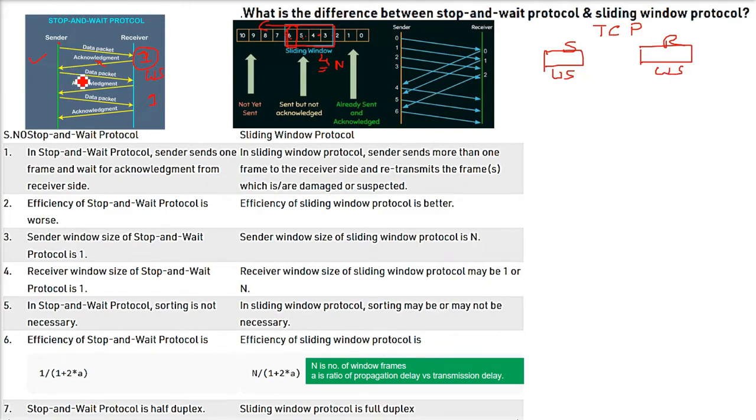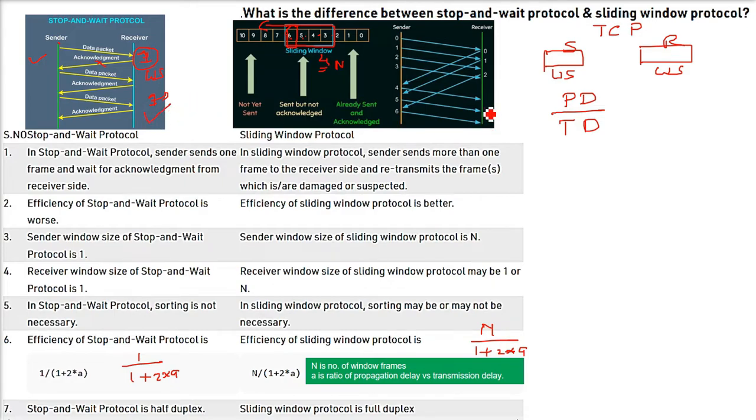In stop and wait protocol, sorting is not necessary. In sliding window it may be required, it may not be. The efficiency of stop and wait protocol is 1/(1+2A), where A is the ratio of propagation delay to transmission delay. This comes while making the frame and sending. The efficiency of sliding window protocol is n/(1+2A), where A is the ratio of propagation delay to transmission delay, and n is the number of window frames.